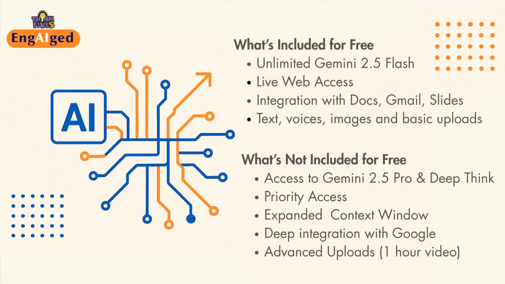Now that you've seen the power of Gemini, let's look at what's included for free. With a free account, you get unlimited access to Gemini 2.5, live access to web searches, integration with Docs, Gmail, and Slides, and support for text, voice, images, and basic file uploads. What you don't get for free is access to the newest models, priority access and expanded context windows, and deep Google integration with video uploads. But for most users, and especially for Google Classroom users, the free version is more than sufficient to get started.